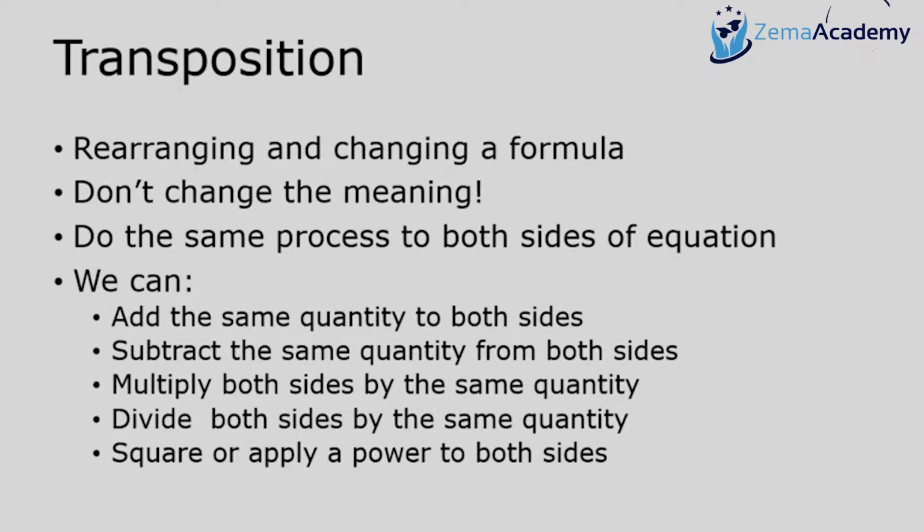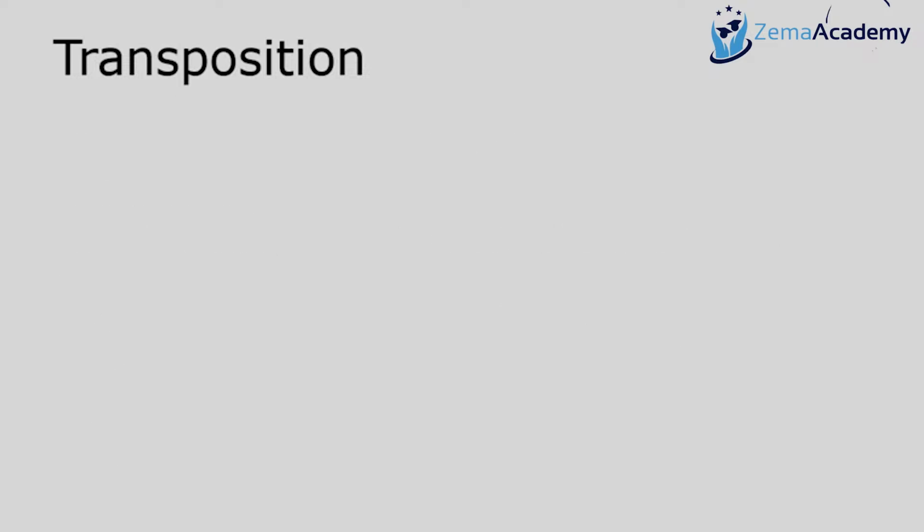So we can add the same quantity to both sides, we can subtract the same quantity from both sides, we can multiply both sides by the same quantity, we can divide both sides by the same quantity, and we can square or apply a power, again, to both sides. But we always have to do both sides of that equation. So here's a simple example. I've got the equation x equals 5y plus 5.